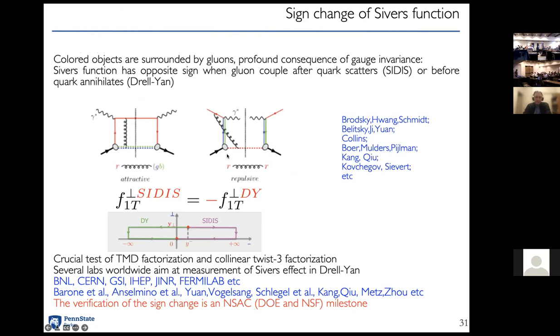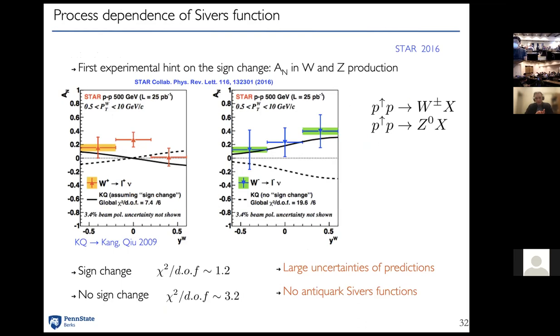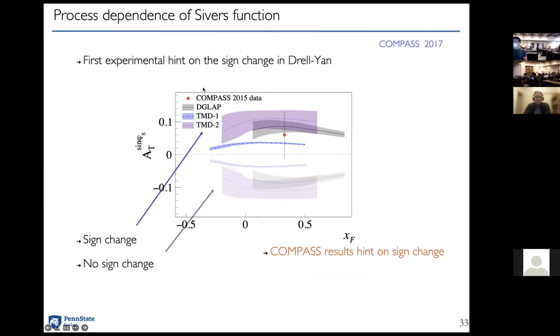Again, I told you already about the sign change. That's very important. A lot of people worked on those relations, and a lot of facilities are working towards quantifying them. The first experimental hints of the sign change came from AN in W and Z production from STAR in 2015. Here are these Sivers asymmetries for W plus and W minus. The solid line is the result from Zhongbo Kang and Jianwei Qiu in 2009, taking into account the sign change, and the dashed line shows what happens if the sign change is not happening. It's already quite interesting to see. And of course, from COMPASS in 2017, there was the first point in Drell-Yan in pion production. This point is sitting at positive values. It's compatible with the models with sign change. If the sign change didn't happen, that's what it would measure.